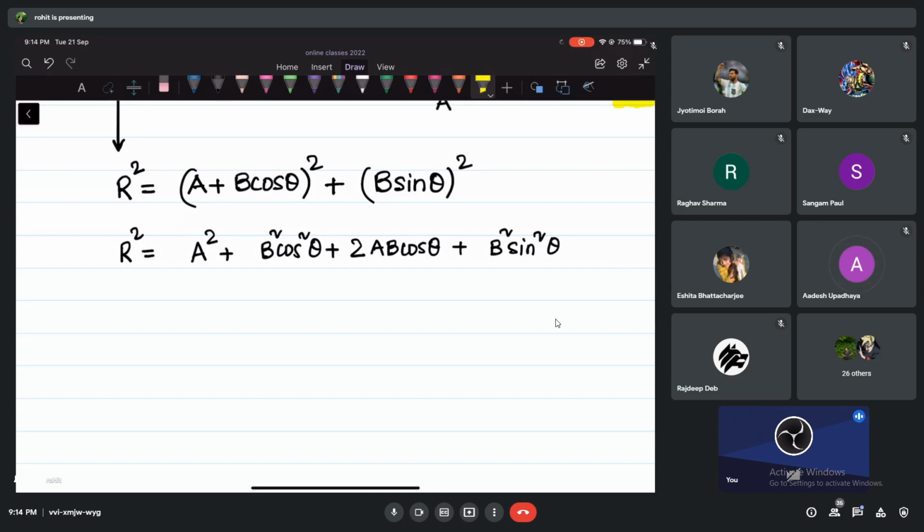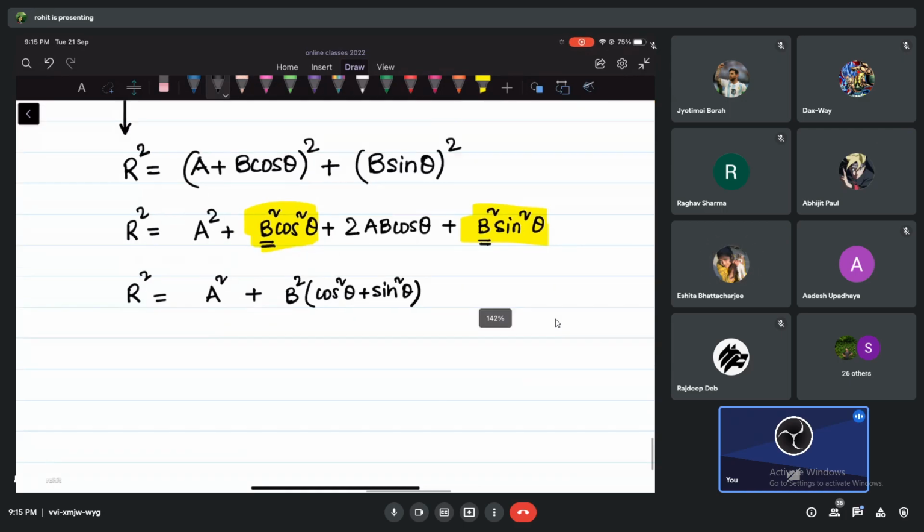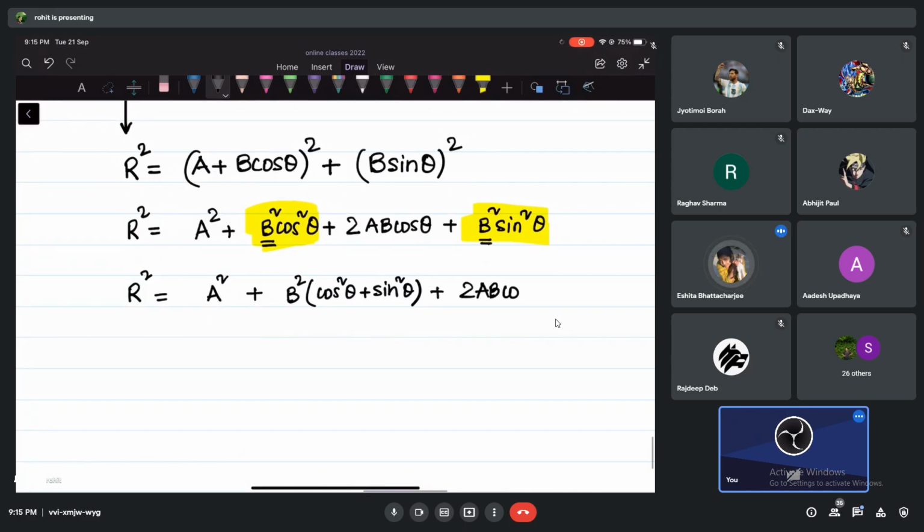Okay, now this is very simple. See, this one and this one. Okay, in your dreams also you can do this one, no? I can write here A square plus B square. Then let's take common B square, cos square theta plus sin square theta, because here also we have B square. So plus twice AB cos theta.